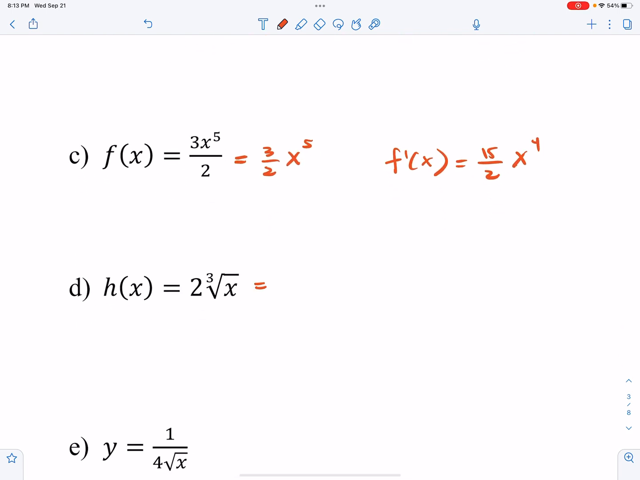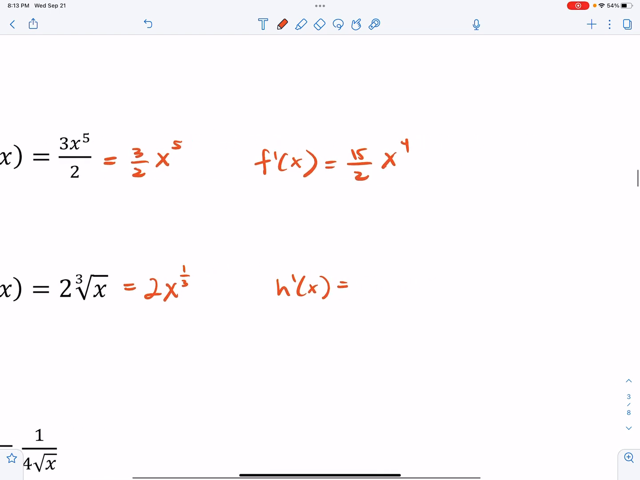And I would rewrite 2 times the cube root of x as 2x to the 1/3 power. So then when we go to find h prime, 2 times 1/3 would be 2/3. Subtract 1 from the exponent, which is subtracting 3/3. So that exponent will be negative 2/3. And then to write without the negative exponent, we could bring the x to the 2/3 to the denominator.